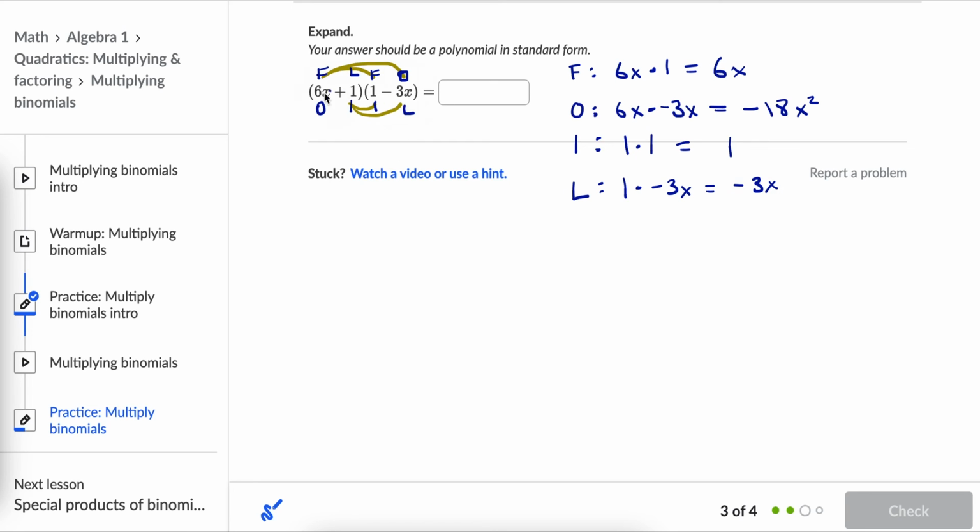Now this is not in the order that you might actually expect it to be in. The second one here is kind of reversed order, just to keep the first term positive, for example. But it still works the same way. These are the two terms that we're going to combine now because they're the like terms. And so we get negative 18x squared plus 3x, 6x minus 3x is 3x, plus 1.